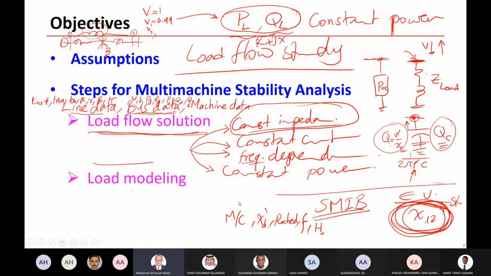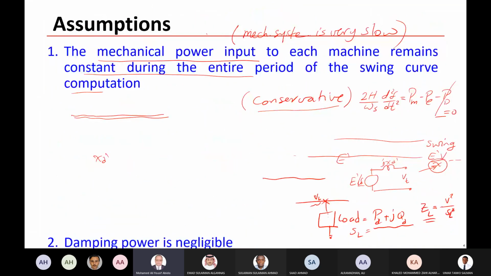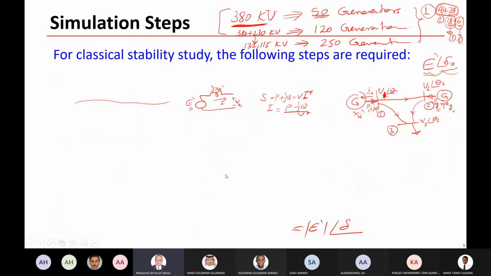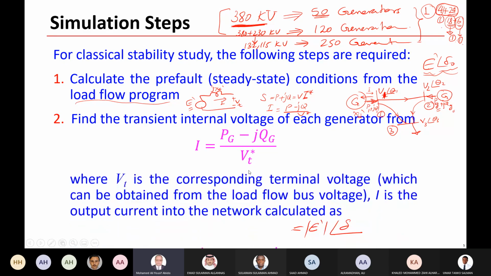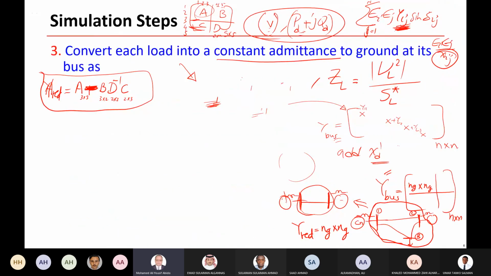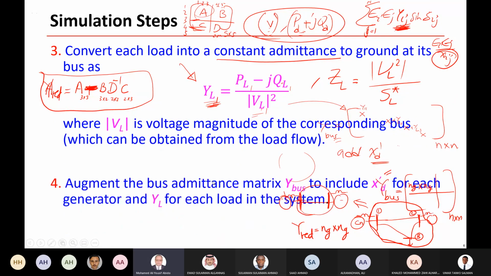We'll continue the multi-machine stability analysis, and we list some steps in order to develop the swing equation of each machine, and then you can numerically solve these swing equations. So all these steps have been covered last class.